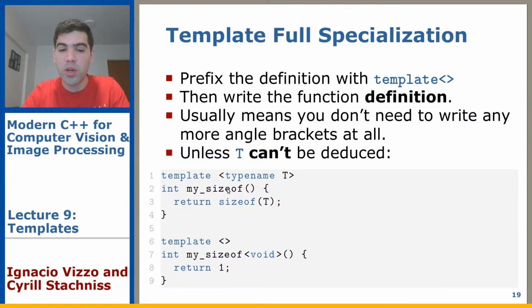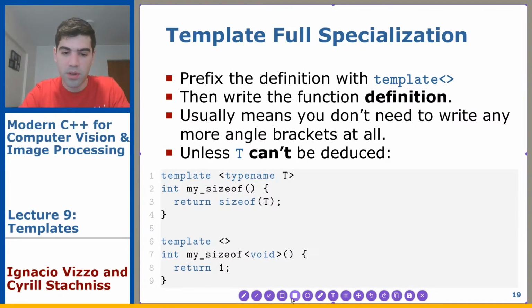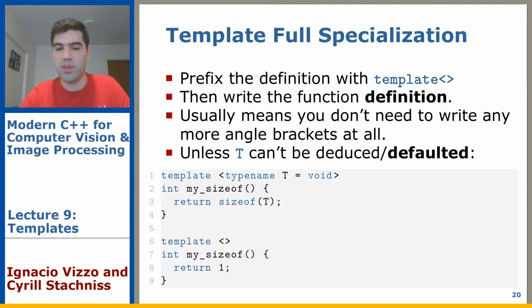So whenever we call this function, you are not passing any argument to the function, so the compiler at compile time cannot deduce this type. So no input arguments, impossible to deduce the type at compile time. So you actually need to specify this.